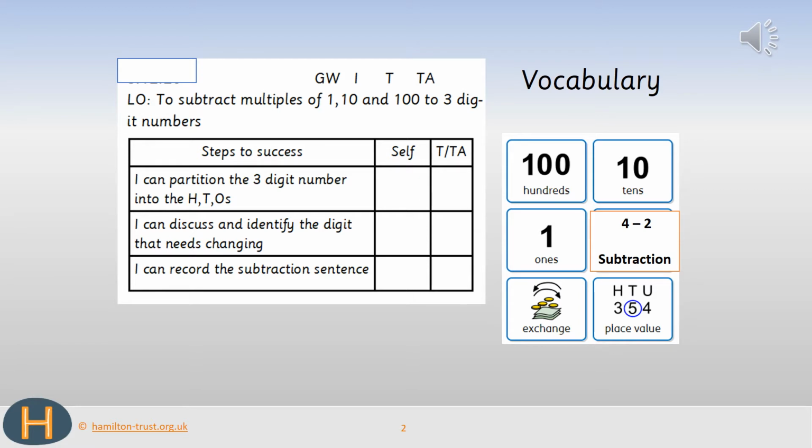Our steps to success, similar to yesterday, is to partition the 3-digit number into the hundreds, tens and ones, to discuss and identify the digit that needs changing, and to record the subtraction sentence.